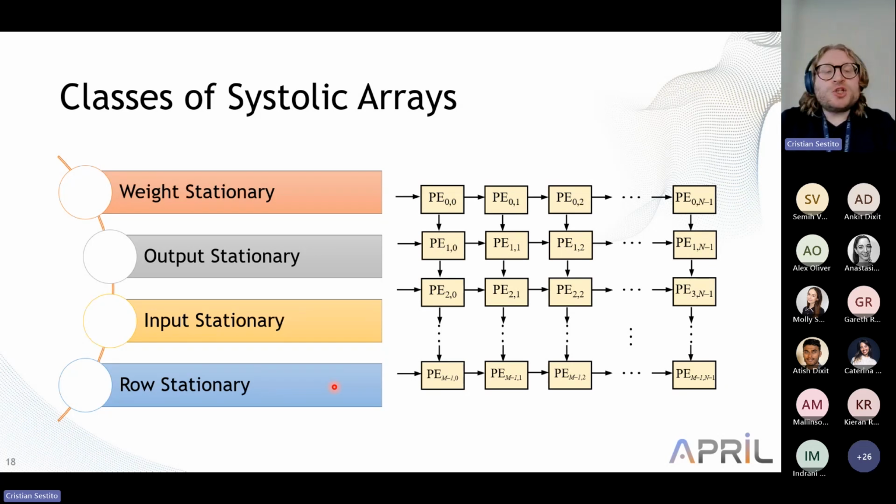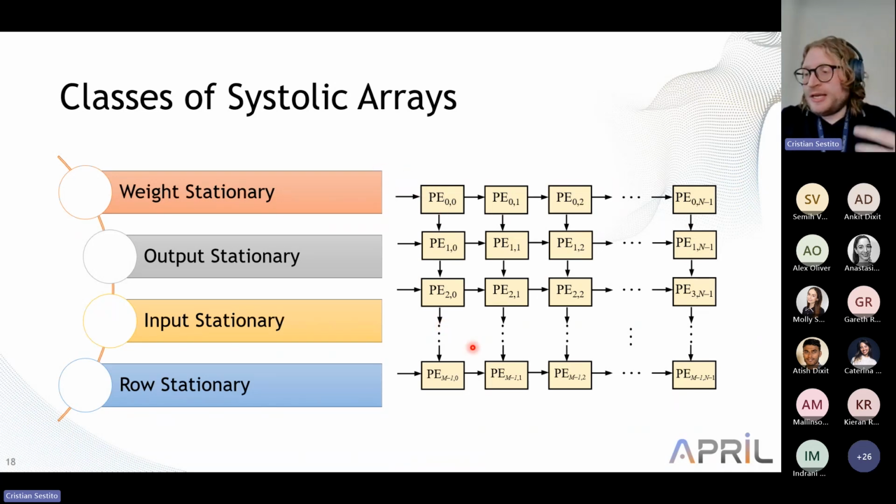Now, for each type of stationarity, while the data type that identifies the stationarity is kept fixed at the processing element level, the other types of data are moved across the array using the different orientations that the processing element offers.